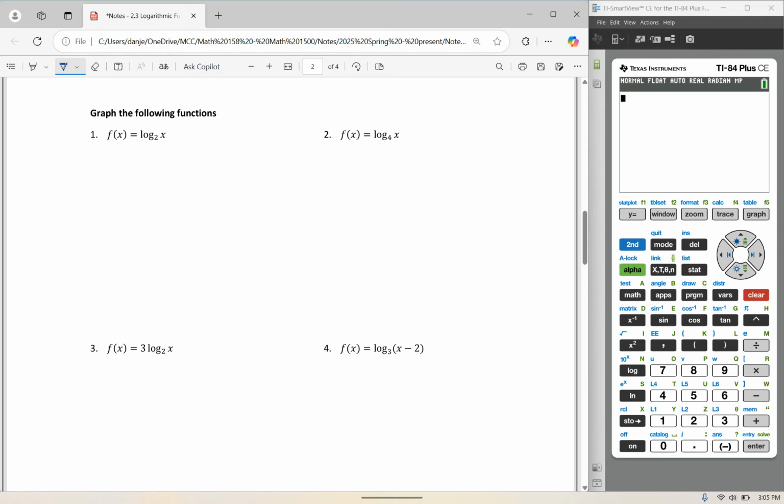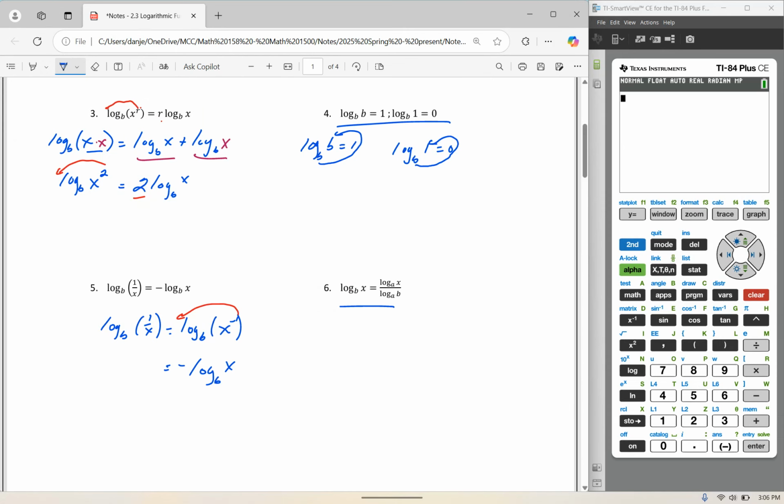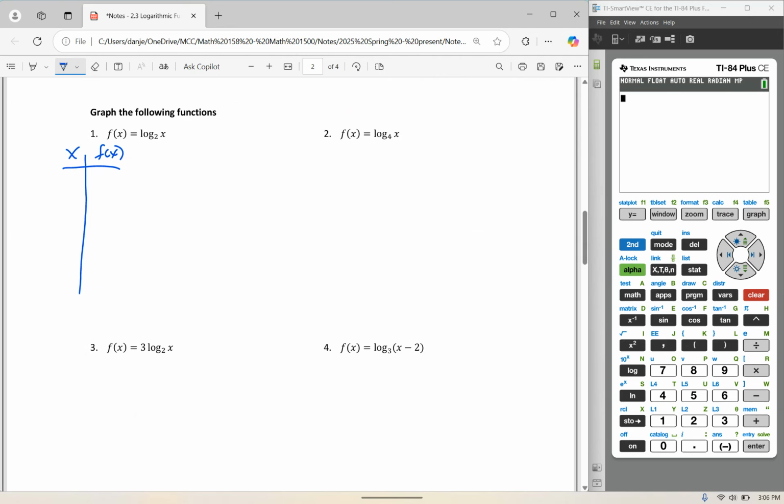Okay, to graph these functions, we've got x and we have f of x. Now we know from the rules up here, I'm going to use rule 4, log base b of b equals 1, log base b of 1 equals 0. So if x is 1, we know that y is 0. If x is 2, we know that y is 1.